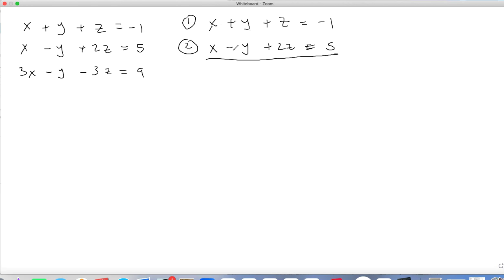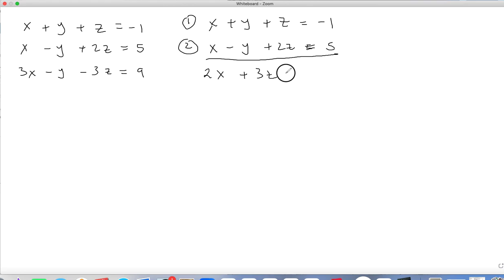So now I'm going to add these together. We always rewrite it as addition, so we always want the same coefficient for what you're trying to eliminate with opposite signs. So we go x plus x would be 2x, plus y minus y, that cancels. That was the plan. 1z plus 2z's makes 3z's.